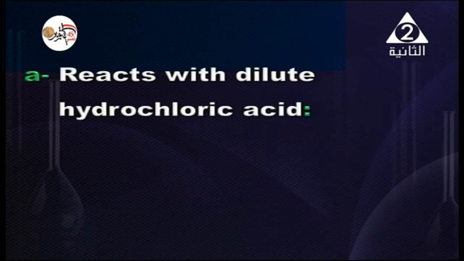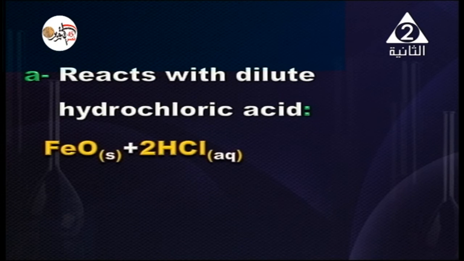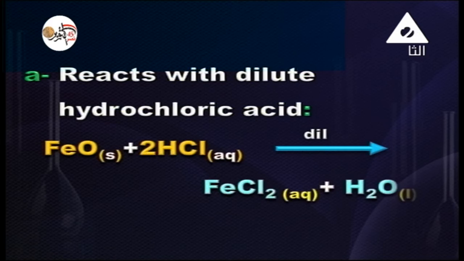As the reaction proceeds, when the iron 2 oxide reacts with dilute hydrochloric acid, as the equation shown on the screen, iron 2 oxide plus dilute hydrochloric acid gives iron 2 chloride and water, which is iron 2 salt, formed by adding the iron 2 oxide to any dilute acid.